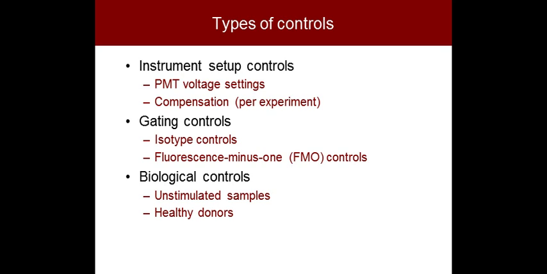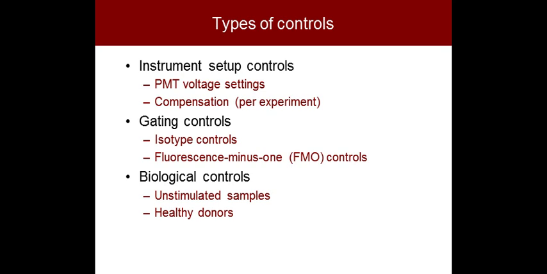The instrument setup controls are things that you use to either set your PMT voltages or your compensation. The gating controls are things that you use to set your positive-negative boundaries for different populations. They could be isotype controls. They could be these FMO controls. And the biological controls are the things that you use to compare, like an unstimulated versus a stimulated sample, or a healthy donor as a control for a diseased sample. They're the kinds of things that help with quality control of batches that you run.